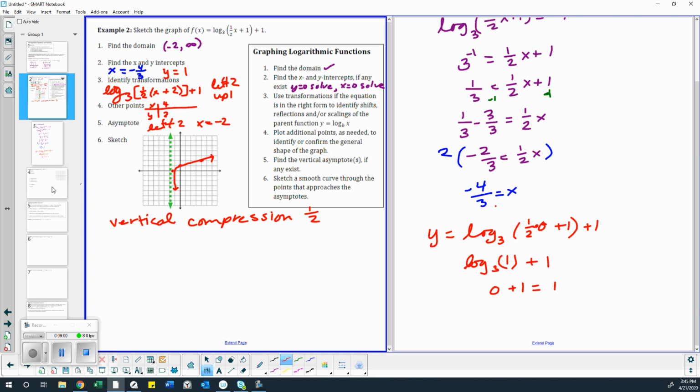All right, that is example 2, a little complicated. Section 4.4 is kind of a pain. 4.5 is better because it's more practical applications.